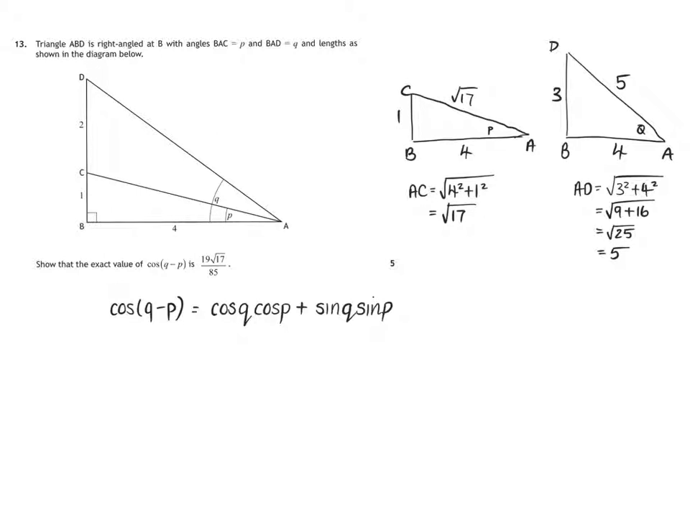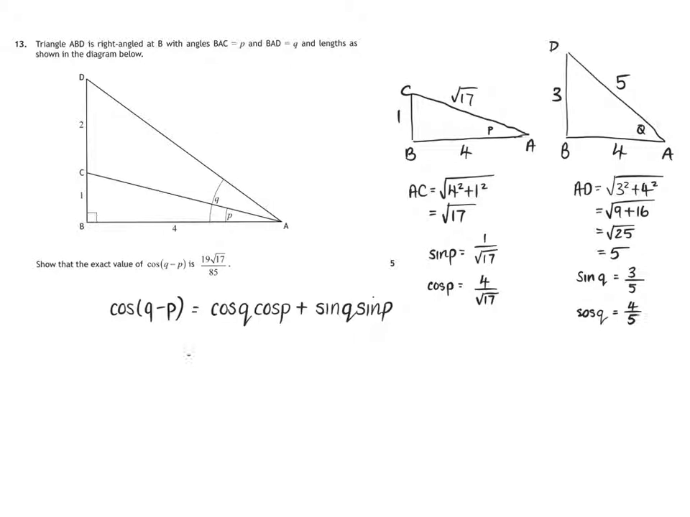Okay, so over here we can figure out what all these things are. Sine of P is opposite over hypotenuse, so that's 1 over the square root of 17. Cos of P is adjacent over hypotenuse, so that's 4 over the square root of 17. Sine of Q is opposite over hypotenuse, so it's 3/5. And the cos of Q is adjacent over hypotenuse, so that's 4/5.